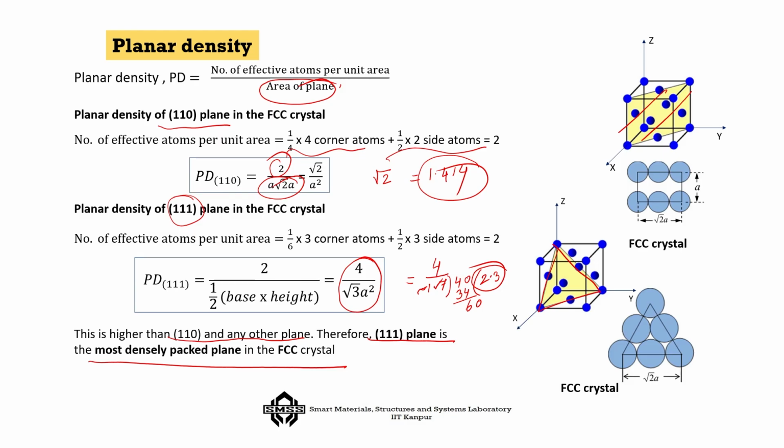Now, this is a very, very important thing. That is why FCC crystals have so many 111 planes, that this system is going to slip very easily, and because of the presence of so many 111 planes, it is ductile in nature. So, the planar density, once you know it from the crystal structure, will define the nature of the material, and that will help you to select the particular material.